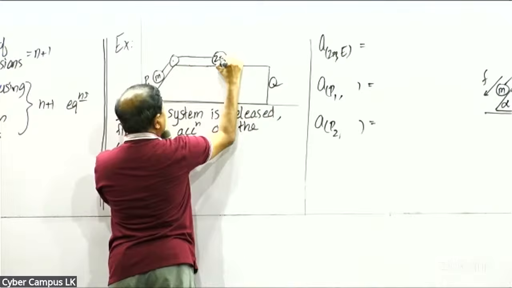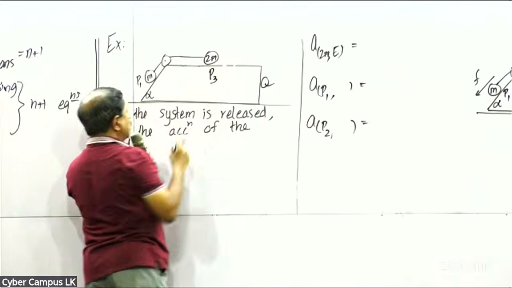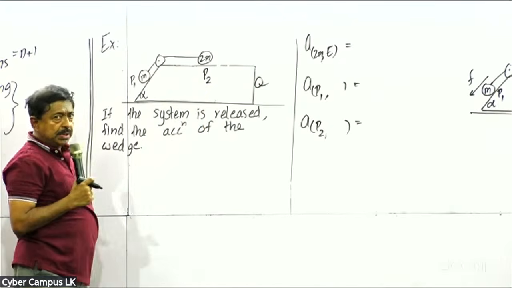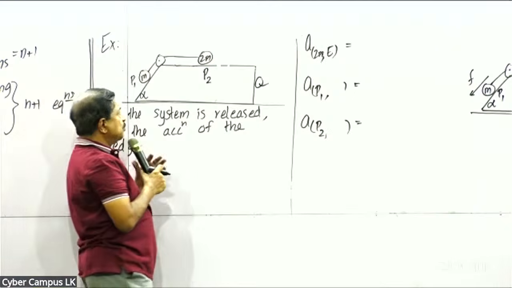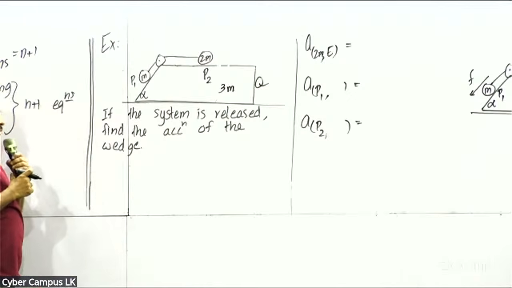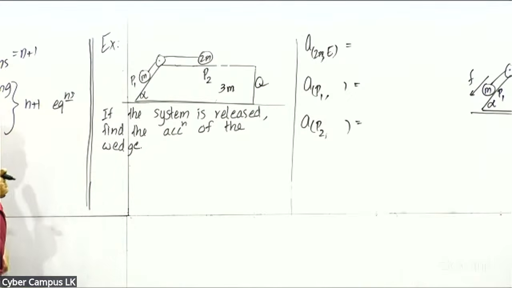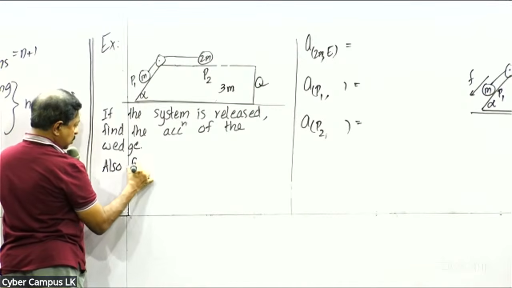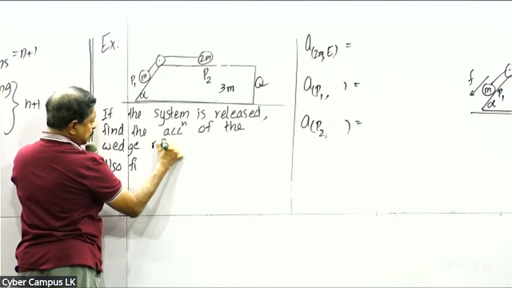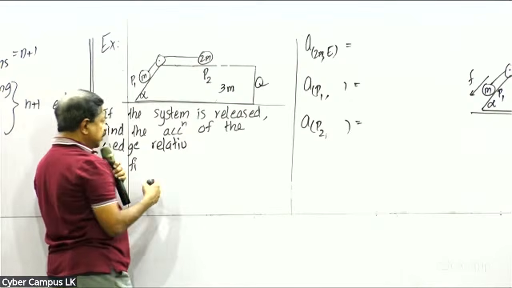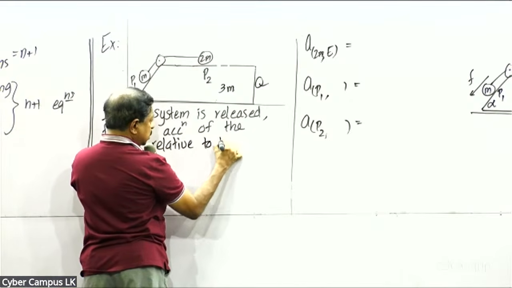This is a simpler version of this. So the mass of P1 is m, mass of P2 is 2m. I'll take this as 3m. Again, when the system is released, find the acceleration of the wedge. I mean, the wedge relative to the Earth, but if you just mention the acceleration of the wedge, it is simply relative to the Earth.